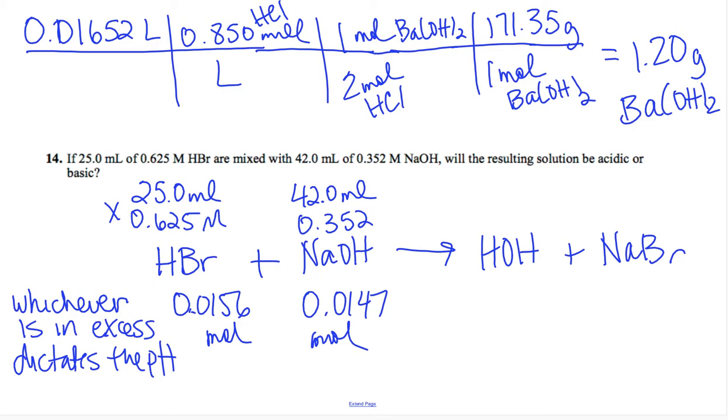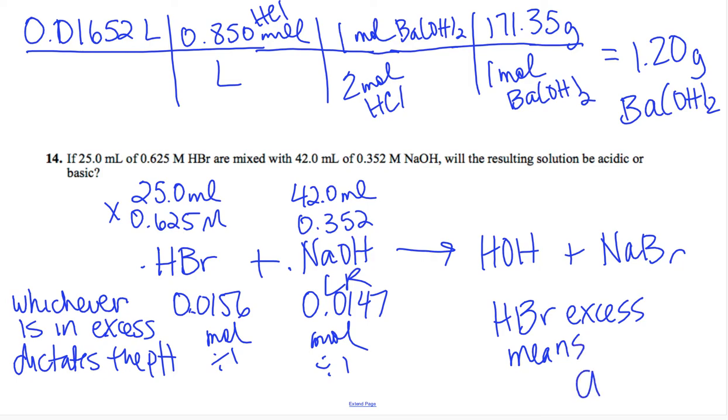Okay. To find limiting reagent, then we take into account the coefficients, right? But this is 1-to-1. So which one is going to be in excess? HBr. So this is in excess. This is the limiting reagent. So HBr in excess means what? Acidic or basic? Yep. So again, if I were to draw that beaker, I would have HBr floating around in the beaker. And would it light the thing up? Why?